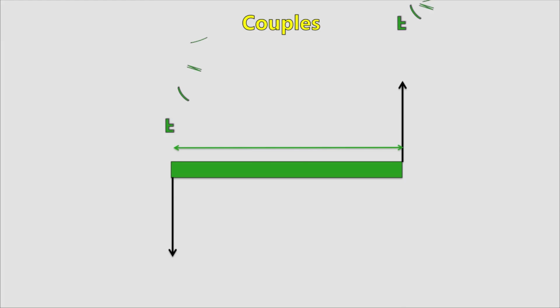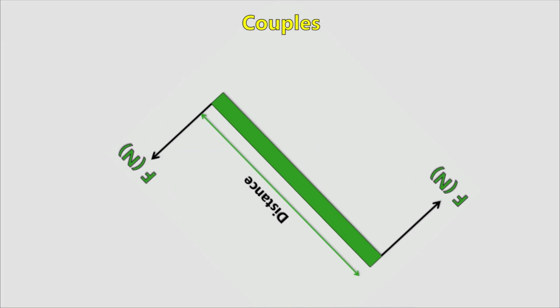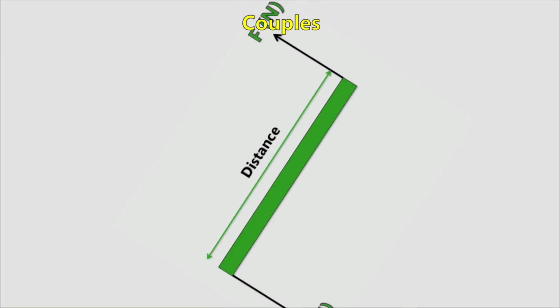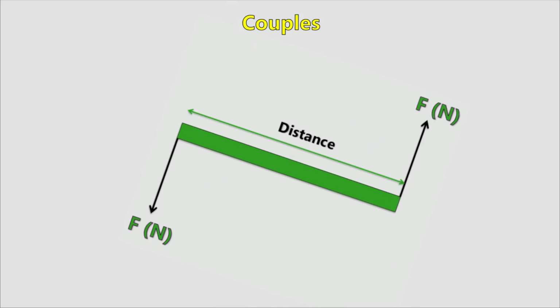Very quickly, a couple is a pair of equal and opposite forces acting on a body, but not along the same line. The moment of a couple is sometimes referred to as a torque. Why are you telling me this? I hear you cry. Well, because there is a cheat. In this case, the total moment is just the force multiplied by the perpendicular distance between the two lines of action of the forces.